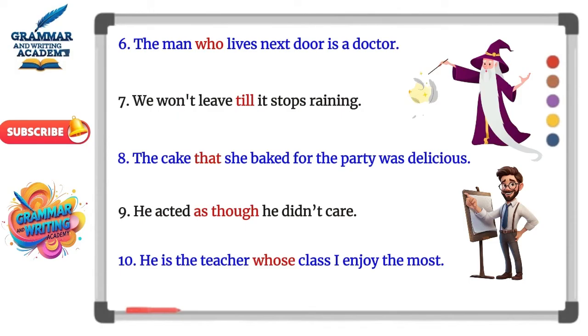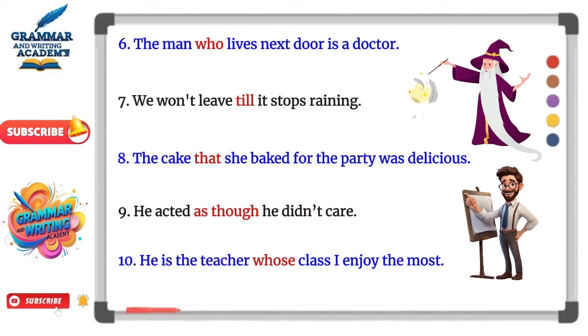10. He is the teacher whose class I enjoy the most. Now take your time and learn from your mistakes in case you had some in the previous exercise. Remember, a relative pronoun leads you to an adjective clause, while a subordinating conjunction leads you to an adverb clause. Ready to check the answers? Let's do it. 6. The man who lives next door is a doctor.